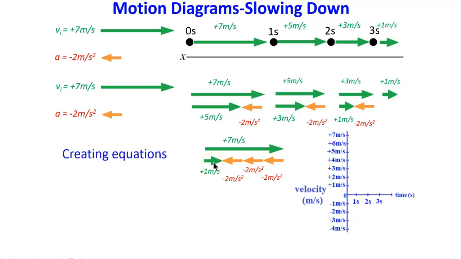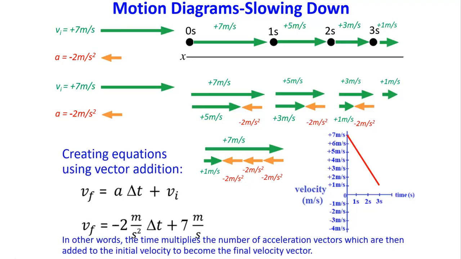In a velocity versus time graph, you would start out at positive 7 meters per second, and you would end at positive 1 meters per second over that period of time of 3 seconds. So again, your initial velocity is positive 7 meters per second. Your acceleration, the slope of this line, is negative 2 meters per second for every second. And t is that. So if we take 3, multiply it by negative 2, we get negative 6, plus 7 is equal to positive 1.